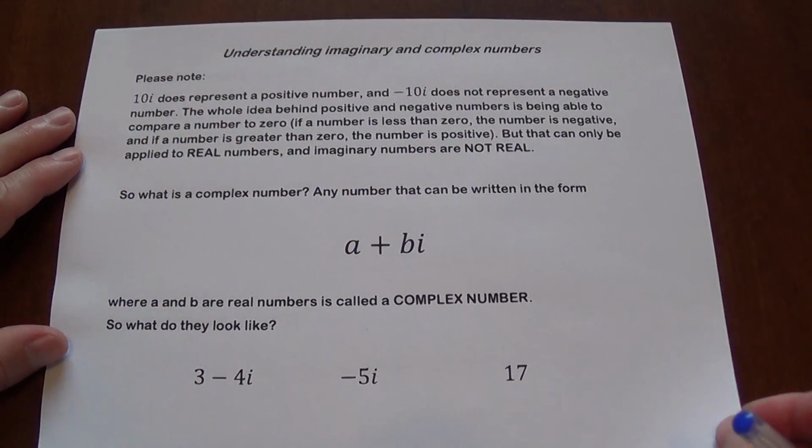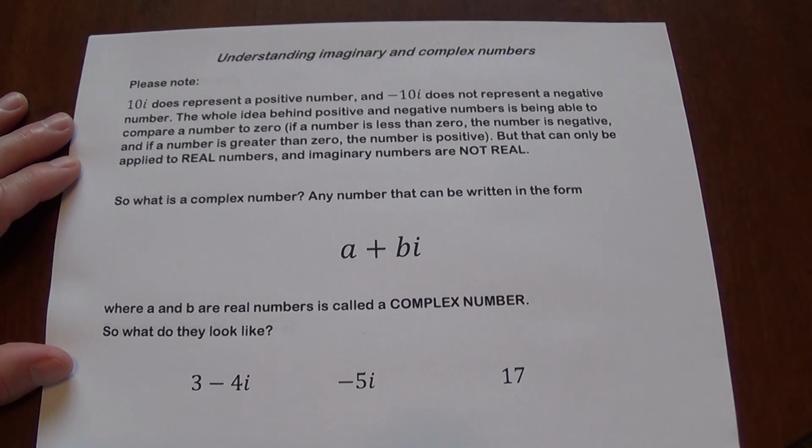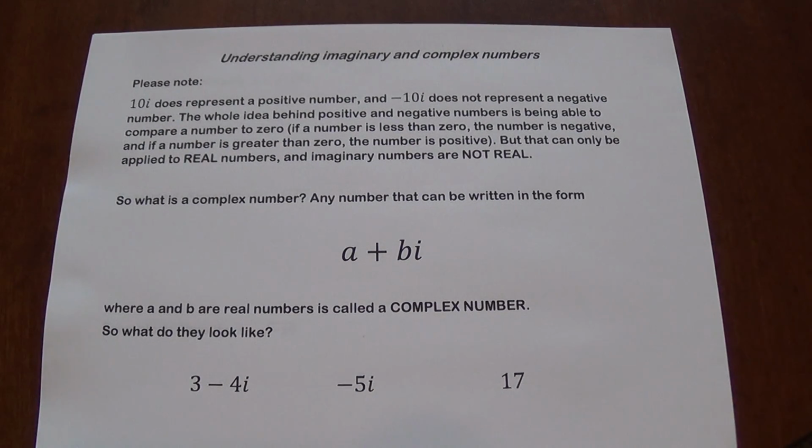Alright, so with regards to the last problem, this is very important to understand. When we write 10i, that does not mean the number is positive, and -10i does not mean the number is negative. That's just a way to distinguish numbers. They do have their own meaning, but there are no positives and negatives related to imaginary numbers. When we talk about positive and negative numbers, that means we can compare them with 0. Numbers greater than 0 are positive, and numbers less than 0 are negative. You can't do that with numbers that are not real. You can only do it with real numbers.